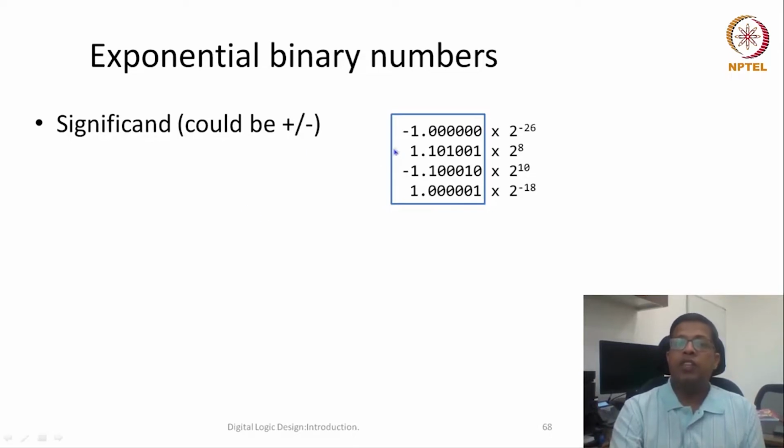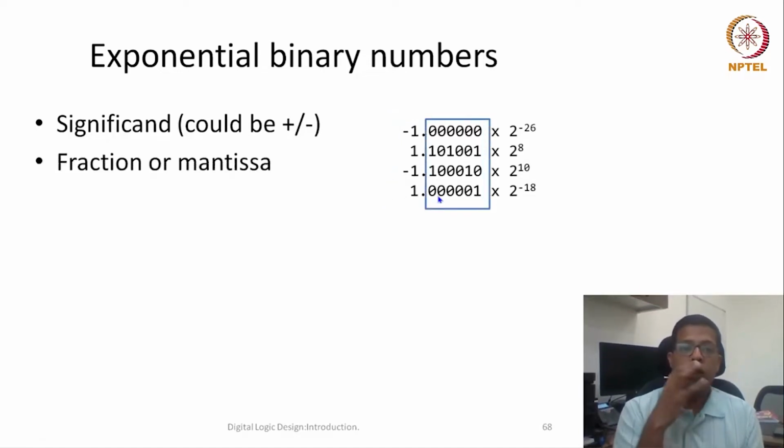The way we define the significand is this digit, dot, and the rest of the digits. The significand could be a positive or a negative number. Because in normal notation the digit before the decimal point is going to be 1, I can also define one more part, the fractional part, which is also called the mantissa. This fractional part could have zeros, or a combination of zeros and ones.